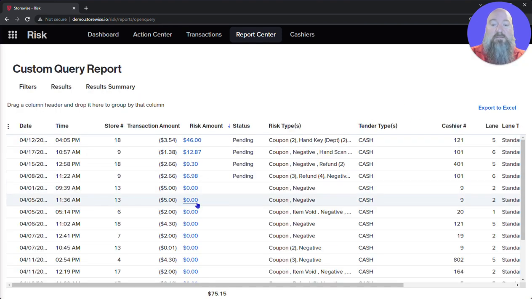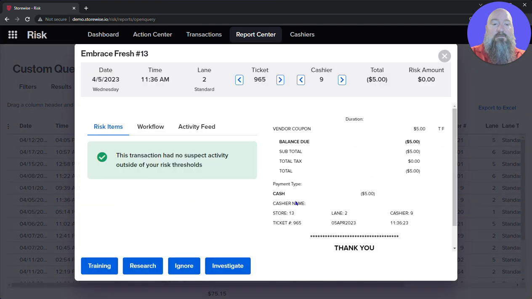When we look again, same cashier, same store, we see the same behavior. So obviously we may have a training opportunity, a customer issue, or there may be an integrity concern.